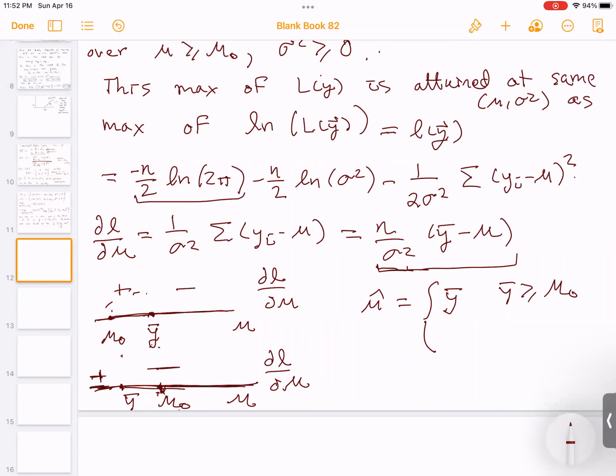You just pick the smallest possible mu. So it's going to be mu 0 if y bar turns out to be less than or equal to mu 0. If they're equal, they're the same anyway. So this maximizes L in terms of mu.